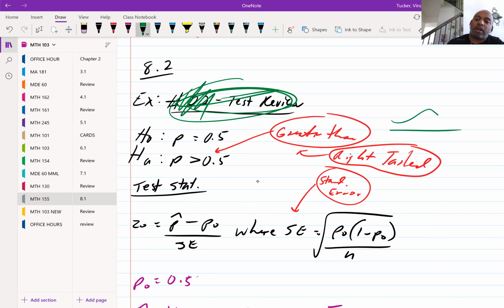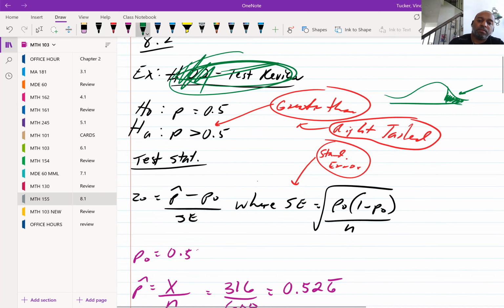That means when we do our testing, we're looking at this, that's what it means to be right-tailed. So first thing we want to do is calculate our test statistic. And that's this formula right here. That's what I just showed you in the steps. So we're still following the steps. Haven't changed anything.